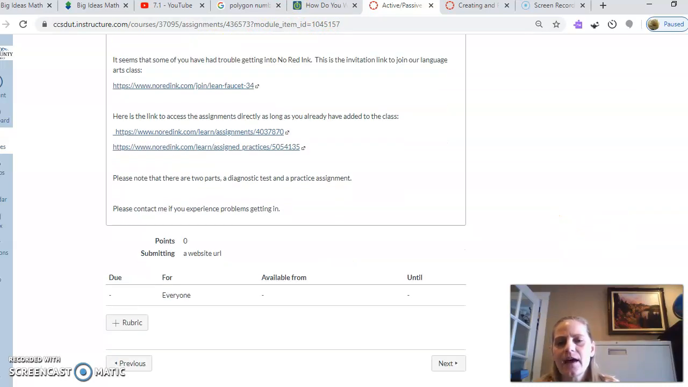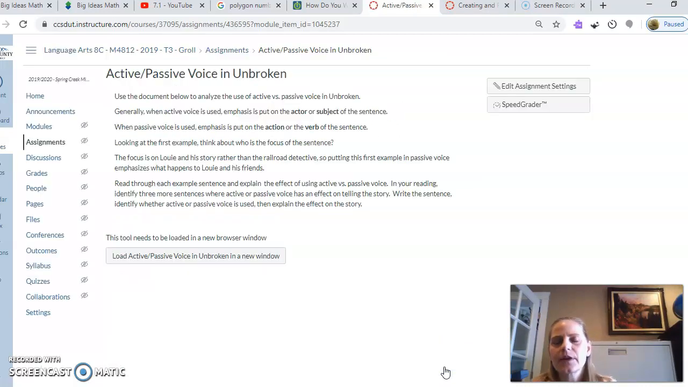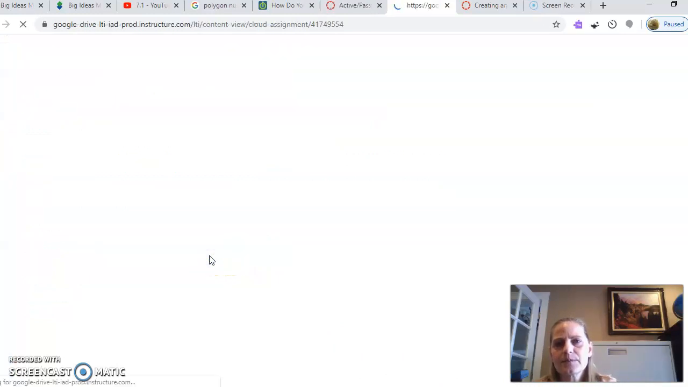After you've done that, you'll move on to look at active and passive voice in Unbroken. One of the things that we're going to do as we move forward in Unbroken is thinking about how Lauren Hillenbrand tells the story of Louis. She's really a very good storyteller, and we'll look at some of the techniques that she uses as she tells the story. So one thing that we're looking at is the voice that she uses. So when you're reading in Unbroken, I've set up an assignment for you that's pulled out some sentences from the book. I'll let this load.